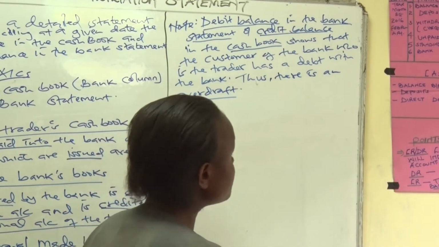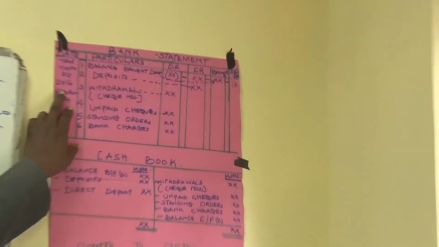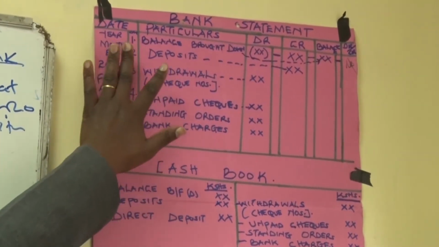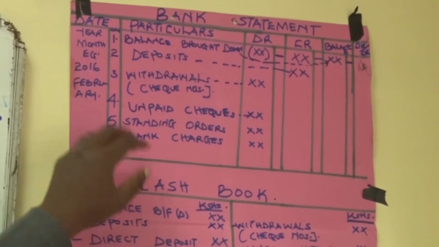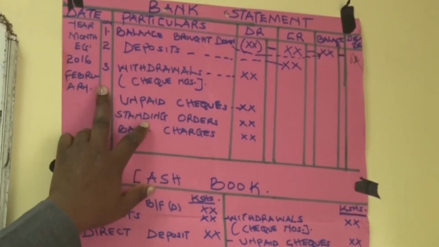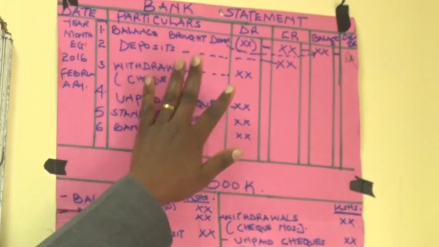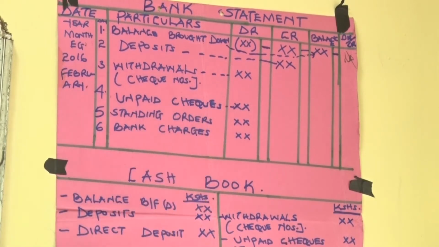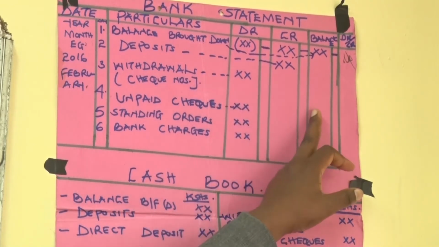Now in the bank statement we have the date, where you record the year, month, and also the day. In the date you divide it into two, where you write the year and the month, then you write the day when the transaction took place. Then we have the particulars, that's the details about the transactions. Then we have debit, credit, and balance.